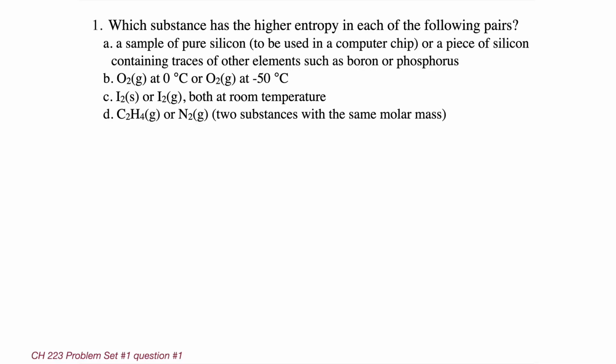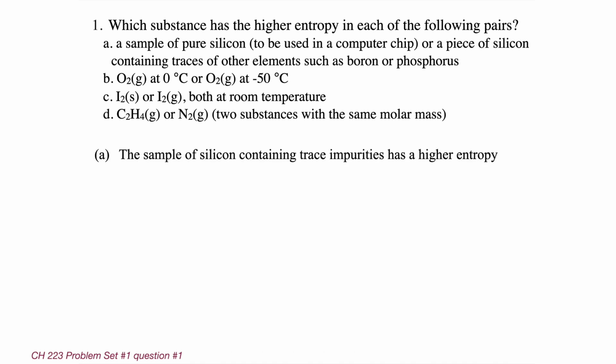This is the first of the questions regarding entropy, and entropy is a measure of disorder. The more ordered something is, the smaller the entropy. On the other hand, the more disordered something is, the higher the entropy. So in the first question, between pure silicon and what is essentially messy silicon, silicon with junk in it, we would say that the sample of silicon with the messiness, the trace impurities, would have a higher entropy. Things that are messy have higher entropy, and things that are pure would have smaller entropies.